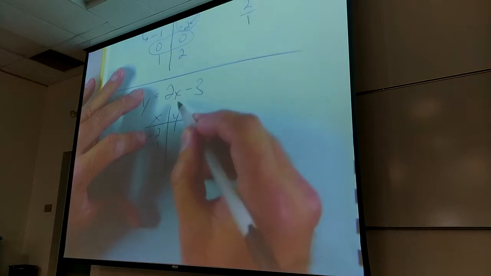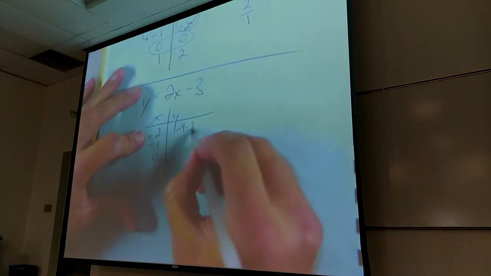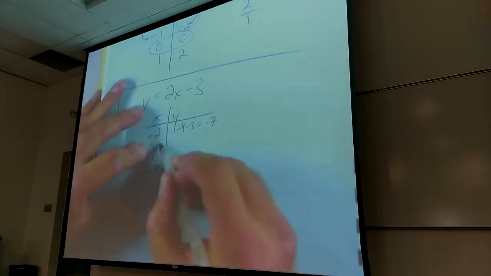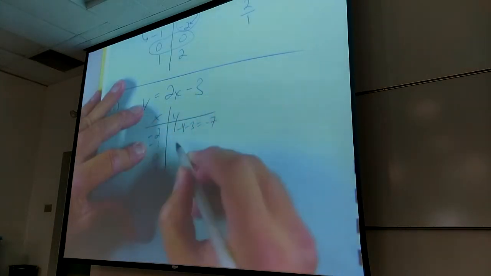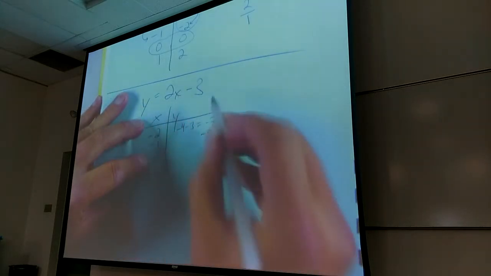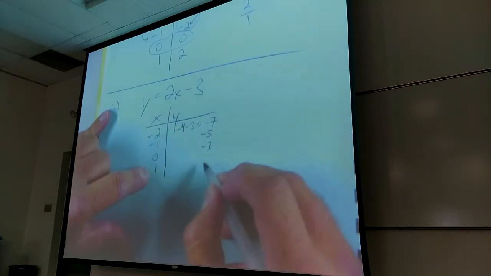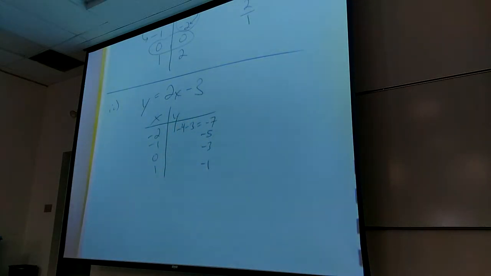Put a negative 2 in. Double negative 2 is -4. Negative 4 minus 3 is -7. Put a negative 1, you get negative 2 minus 3, negative 5. Put a 0 in, you get 0 minus 3. That's crazy. Put a 1 in, you get 2 minus 3. Amazing. I like it.